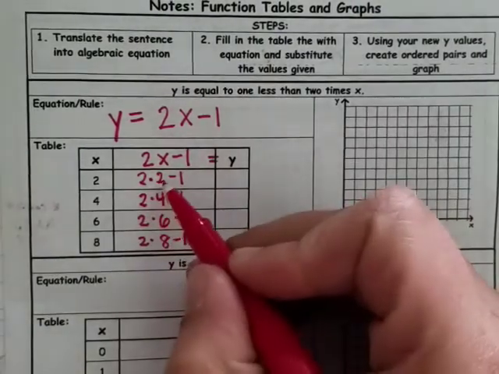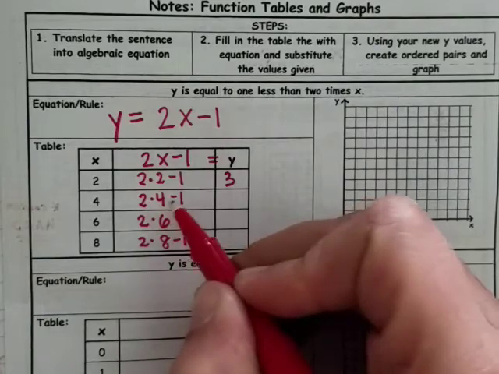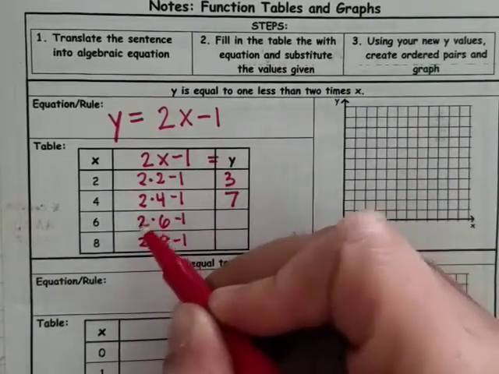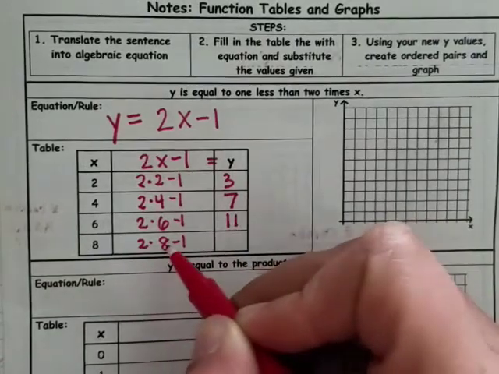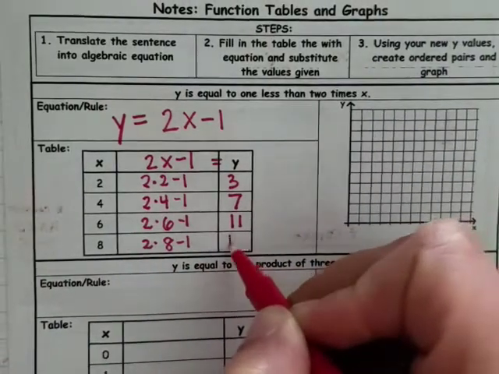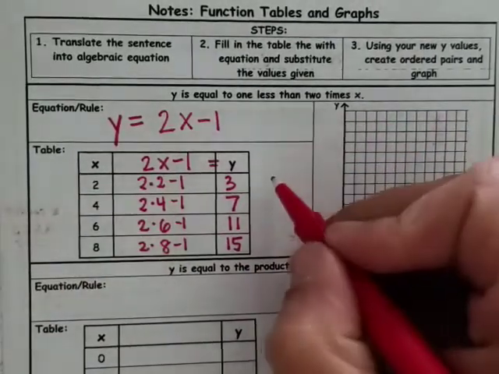2 times 2 is 4, 4 minus 1 is 3. 2 times 4 is 8, 8 minus 1 is 7. 2 times 6 is 12, 12 minus 1 is 11. 2 times 8 is 16, 16 minus 1 is 15. So now we have some y values. We also have these x values, so we're going to make our ordered pairs.